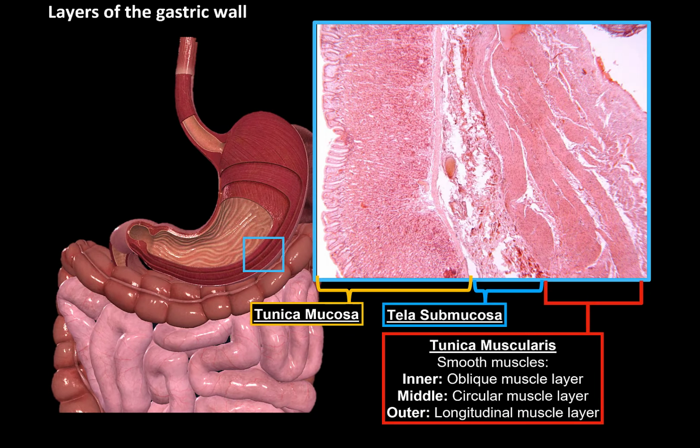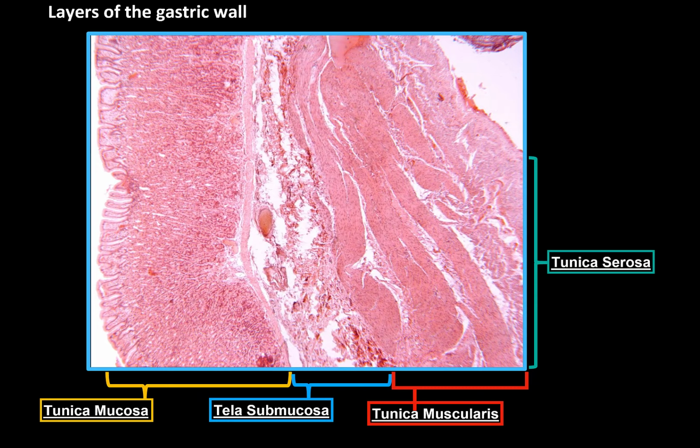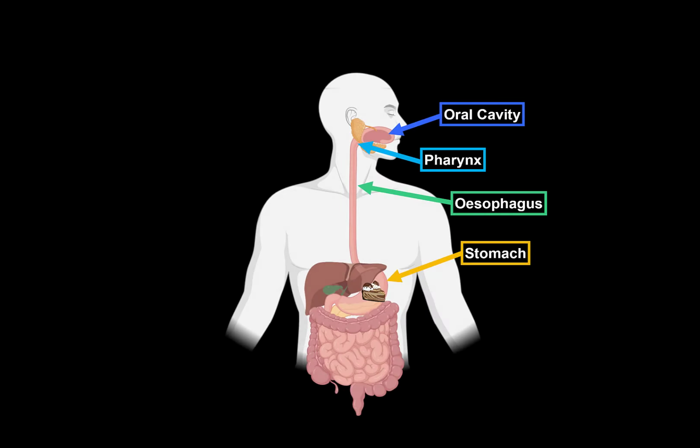And then lastly, we have the tunica serosa, which is formed by the peritoneum. I'll talk about the peritoneum in a separate video, but the peritoneum comes and grabs the stomach along with all the other abdominal organs, forming a serous slippery surface called tunica serosa. So that was everything I had about the anatomy of the stomach.